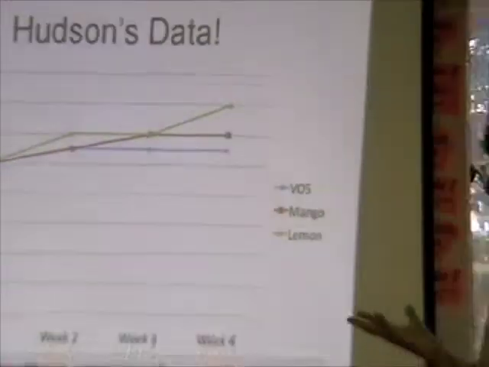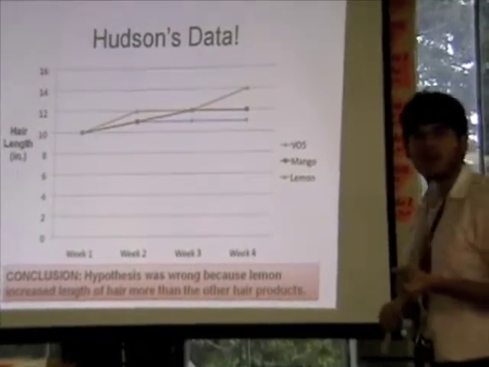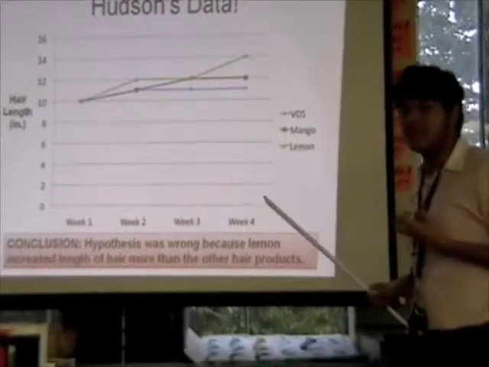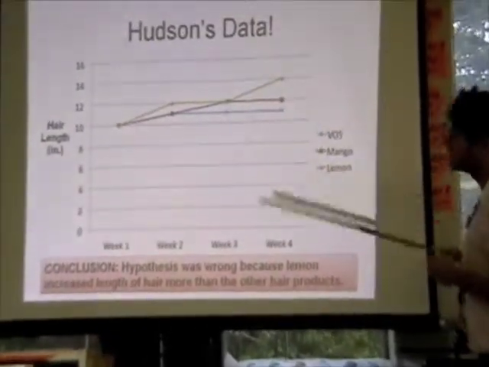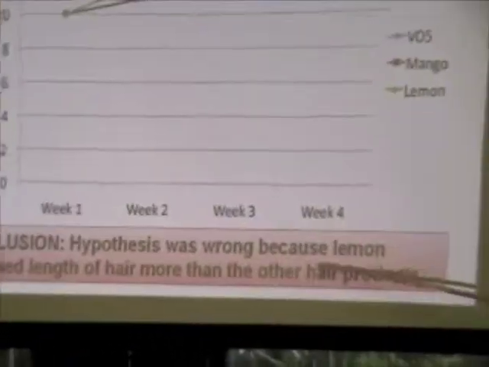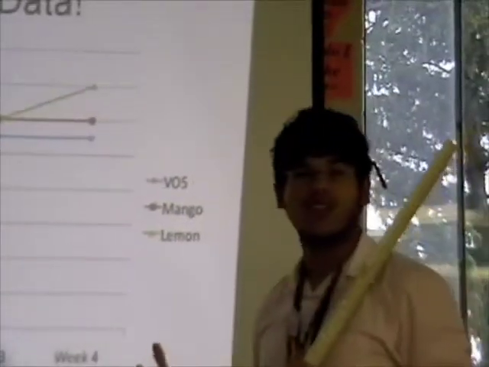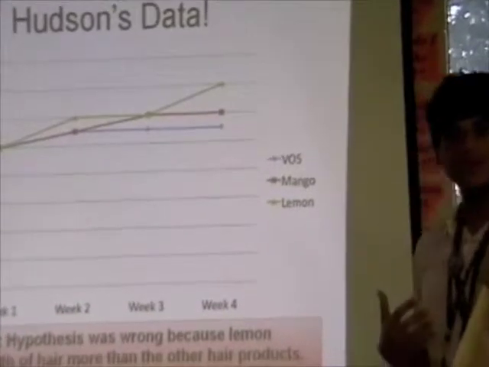So what does this tell me? I know that VO5, the usual one, really didn't make my hair grow all that much. Mango helped a little bit, but the best one for me is actually tomato. Okay? So this green one, tomato, remember? I made the mistake. Tomato is what I wanted to know. So the hypothesis was wrong because tomato increased the length of hair more than the other hair products. So the hairstylist, even though he has experience, maybe he's not the smartest guy in the world. Okay?